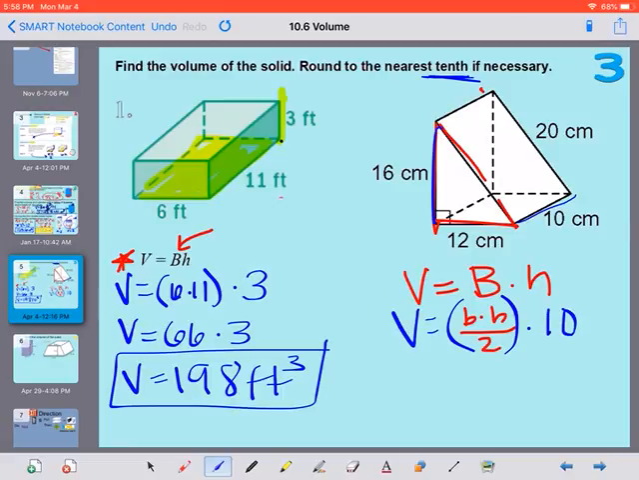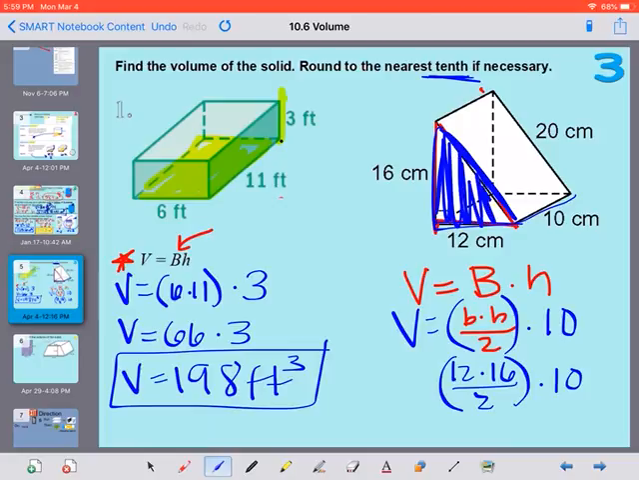So of our triangle, our base and our height are 12 and 16, so we have 12 times 16, all divided by 2 for a triangle, and then we're going to multiply by 10. So we're finding this area here, and then we have 10 centimeters of triangles, basically. Think of our triangles getting lined up over and over and over to fill out our volume.